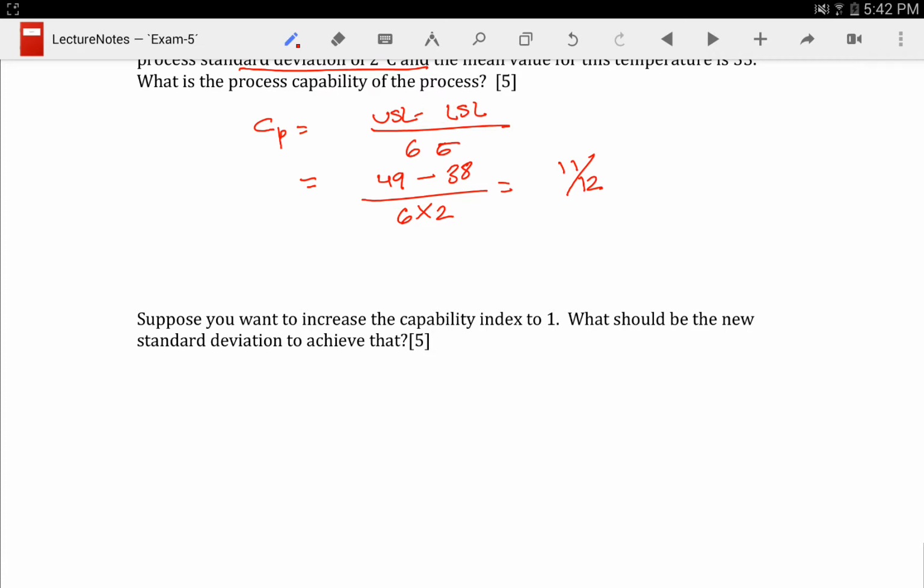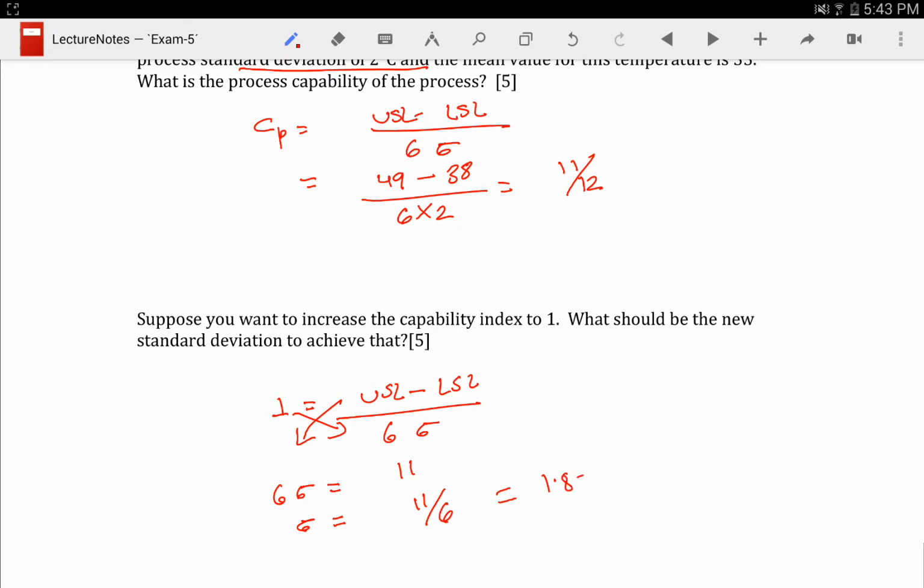The next question is, since it's a little less than 1, I want CP to be 1. Then what should my standard deviation be? Obviously the standard deviation should decrease. I want the CP to be 1, so CP equals upper specification limit minus lower specification limit over 6 sigma. What's the value of sigma? Cross multiplication: 6 sigma equals 11, or sigma equals 11 divided by 6, which comes out to be about 1.833.